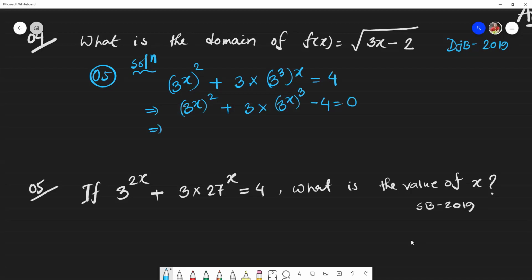So if we consider this as a, this is a square plus 3a cube minus 4 equals 0. So now this is the cubic format for factorization. The leading degree is 3a cube plus a square minus 4 equal to 0.